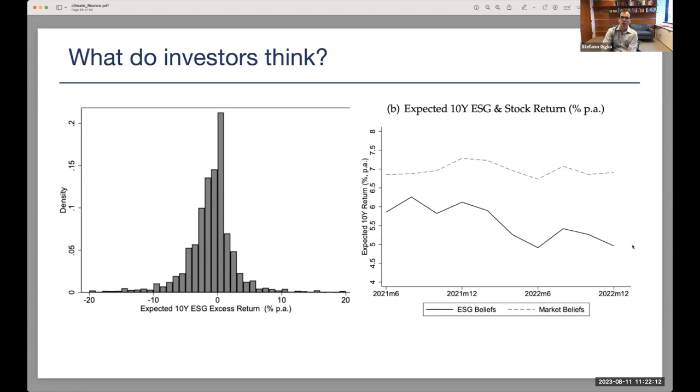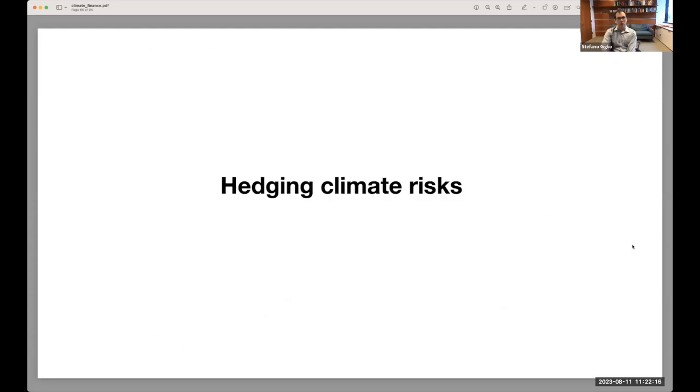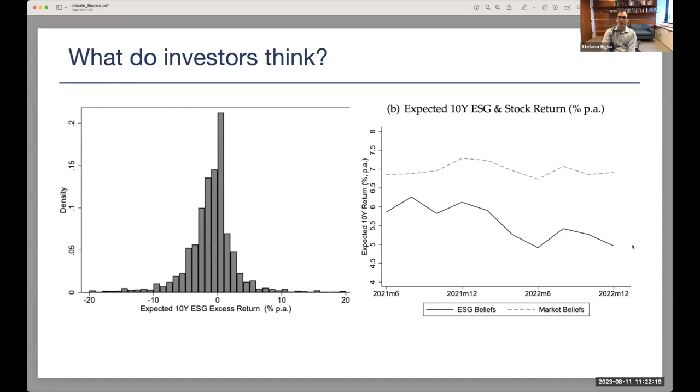So I think this side of the micro data is starting to give pretty clear answers. And so really what needs to be done is to do a much better job in linking all these results with the macro model.